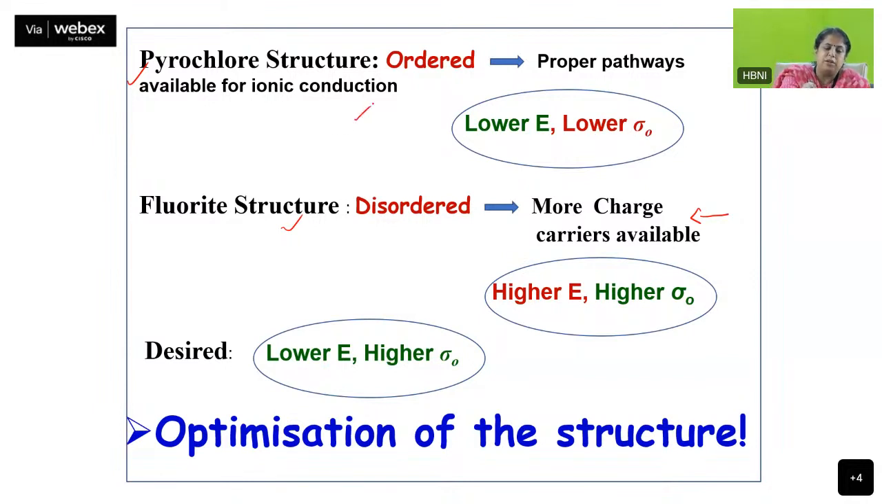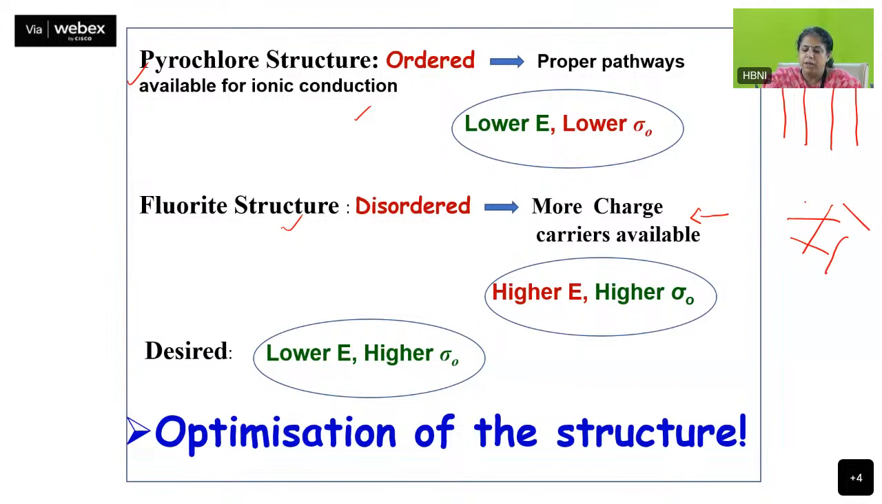But in the pyrochlore structure, because your vacancy and the oxide ions are kind of fixed, the number of mobile charge carriers is not much. But because there is an order, there are proper pathways for your oxygen anion, which is a charge carrier in this particular case, to move. Okay. In a very, very crude way, if I try to explain it to you, suppose you have wooden sticks, and they are arranged like this. Assume this is a pyrochlore structure, and in case of disordered fluorite, the sticks are arranged like this.